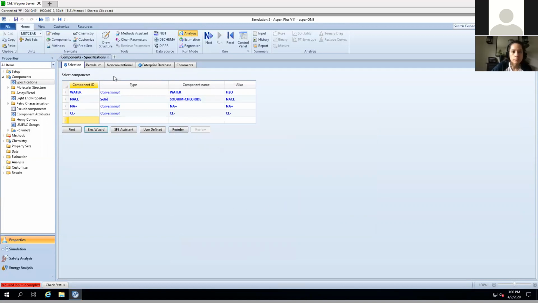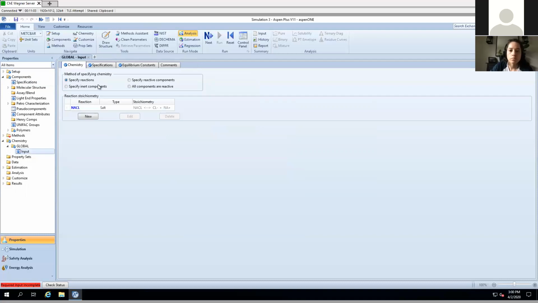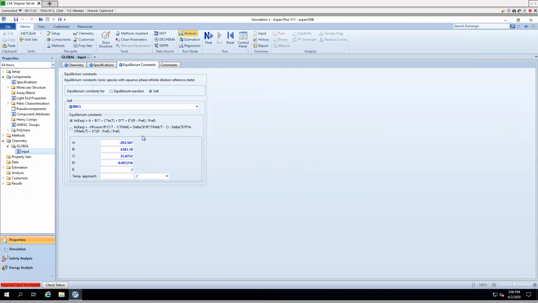So you see nothing's been added here, right? The real advantage of using the electrolyte wizard is this. Under chemistry, we're not inputting anything, I'm just showing you. Under global input, you can see that there's this reaction here, this salt reaction. And I'm not sure if I can actually see chat. Okay, cool, I can now. You can see that we have this salt reaction here. And the power of this electrolyte wizard is that under equilibrium constants, it actually pulls this information for us. Whereas before it wouldn't. Before we'd have to enter that manually.